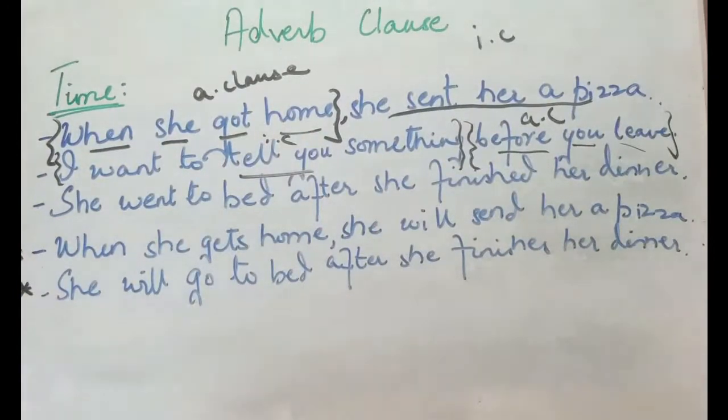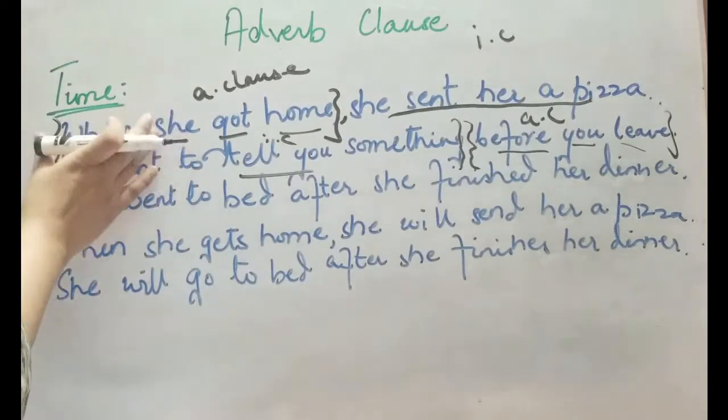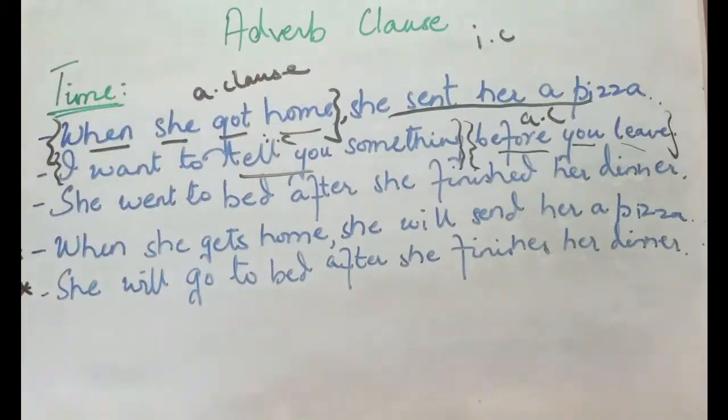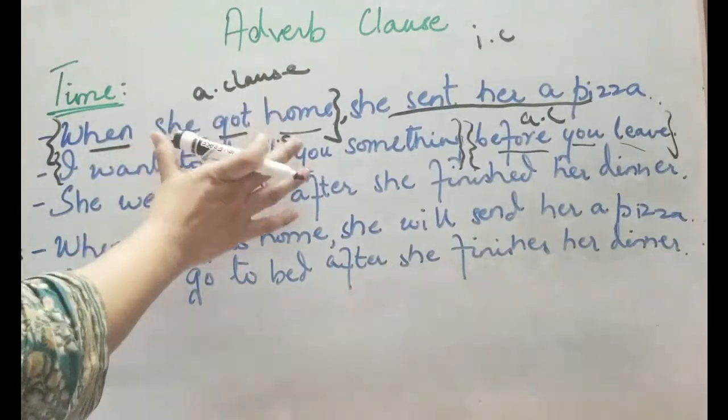Now notice one thing. When the subordinating conjunction is in the beginning, we will have a comma placed over here. In the middle of the sentence, there is no comma, when your first part is complete.